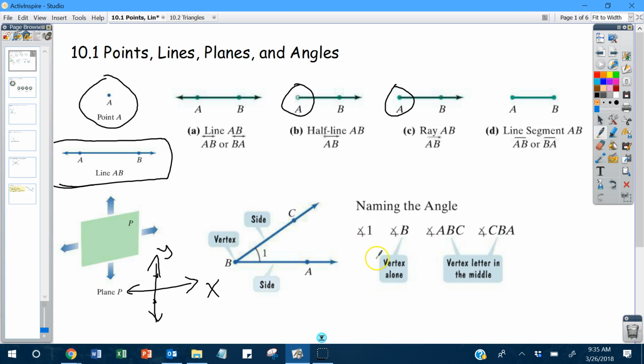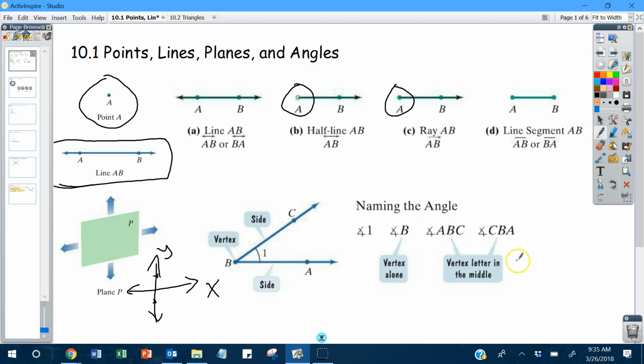And notice there's a few different ways to name the angles. We can call it angle 1 if we write a little 1 in there. We can also call it angle B if it's the only angle with the vertex B. Sometimes there are more angles coming out of B, but since this is the only one with the vertex B, then we can call it angle B.